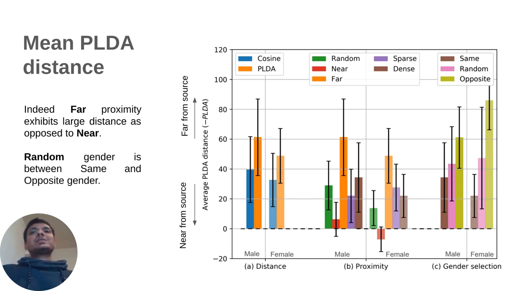Now, let us answer the question which we asked regarding the averaging of X vectors. Does it really produce target X vectors which are far from the source after averaging? So on the y-axis, you can see it's minus PLDA. Because PLDA is an affinity metric, we report the minus PLDA as the distance metric. And a higher value in this will indicate that the pseudo speakers are far from the source.